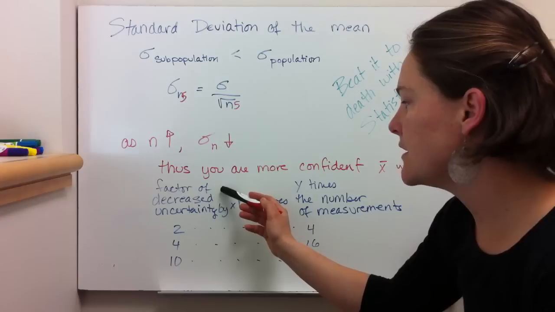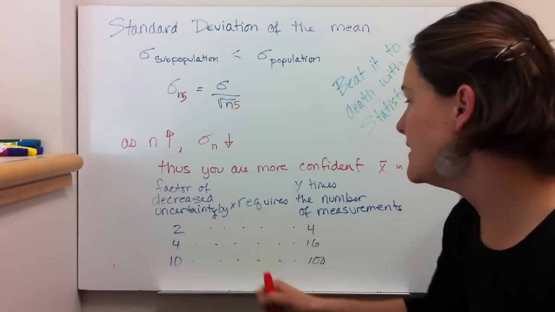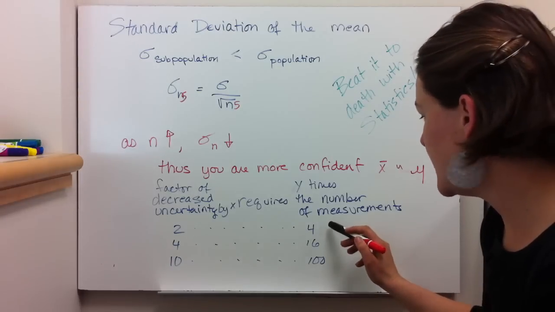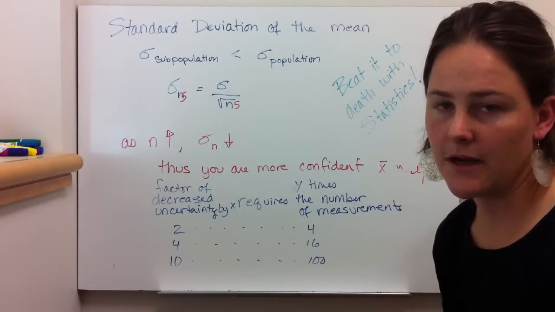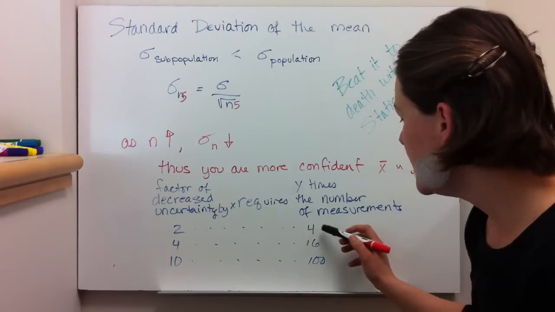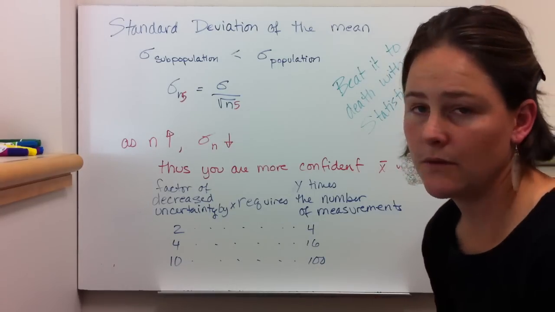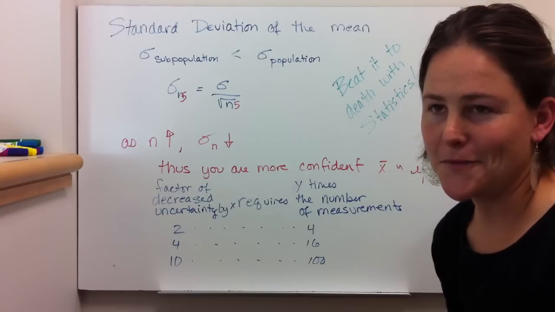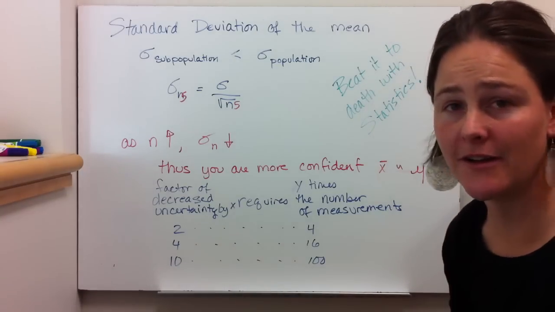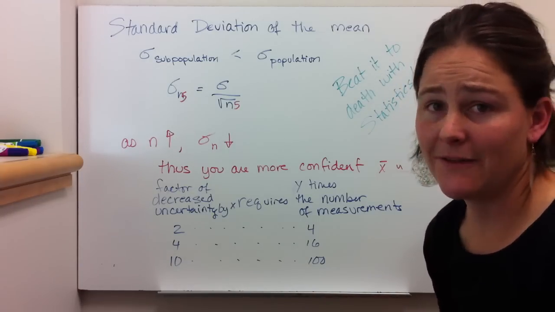If you want to decrease your uncertainty in your measurement by a factor of 2, 4, or 10, it requires the square of the number of measurements. So if you want to decrease the uncertainty by a factor of 2, you have to increase the number of measurements by a factor of 4. The 1 over square root of n is both a blessing and a curse. If you want to decrease it by a factor of 10, then you're talking about 100 times the number of measurements. So it adds up really fast.